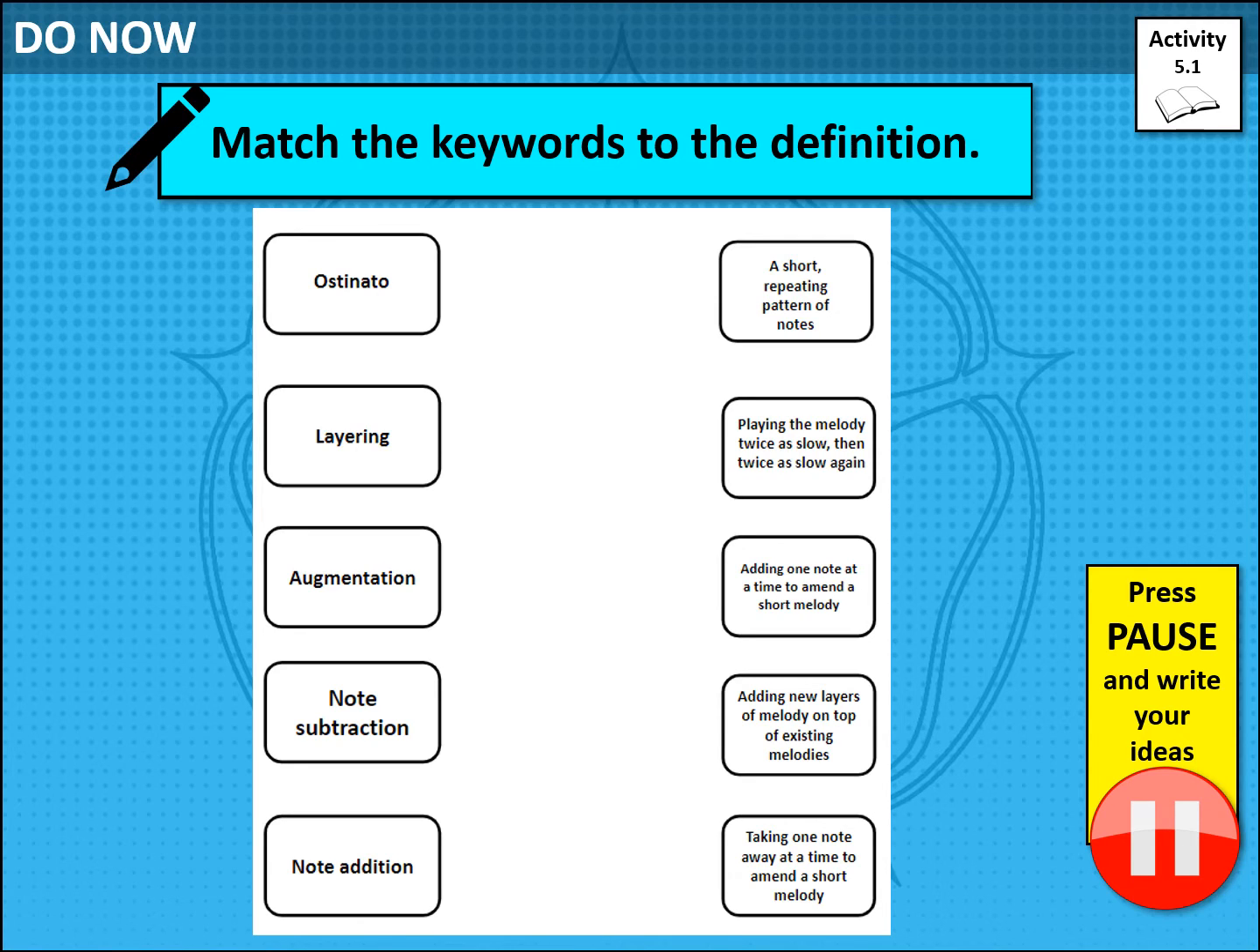Now time to review that do now then. If we look at ostinato, ostinato is a short repeating pattern of notes. Layering is adding new layers of a melody on top of existing melodies. Augmentation is playing the melody twice as slow and then twice as slow again. Note subtraction, think maths, okay? It is taking one note away at a time to amend a short melody.